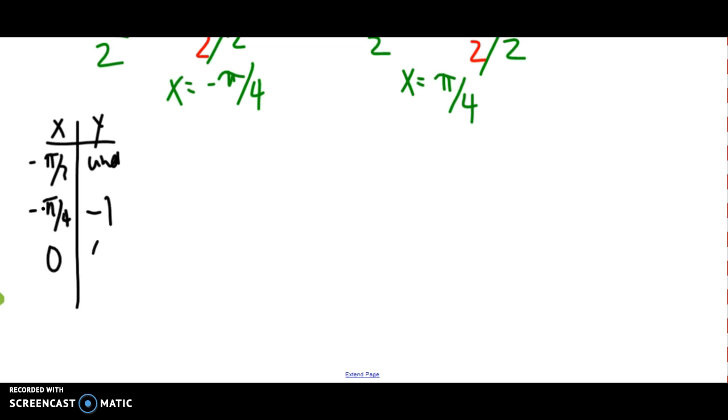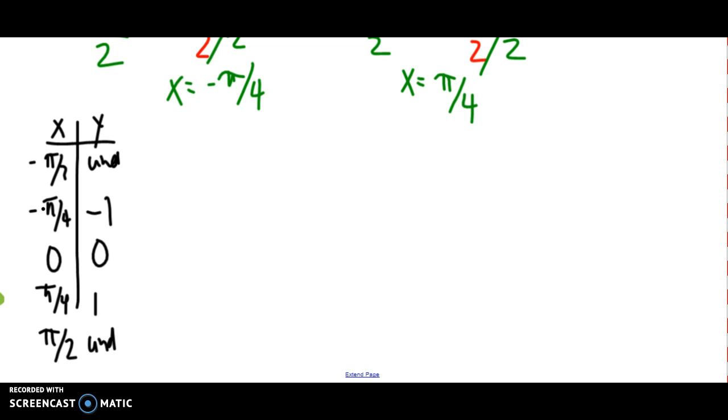Next would be 0. I get 0 from that parent function. Pi over 4 is positive 1, and then another pi over 2 is my other vertical asymptote. Those are the important values of the parent function of tangent.